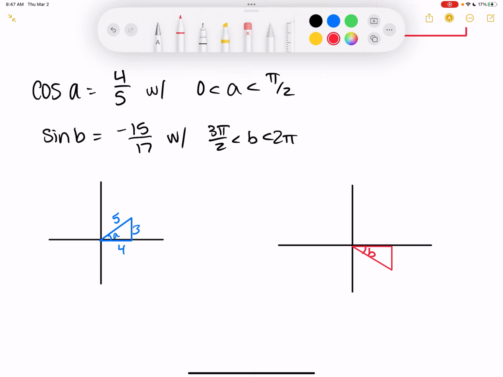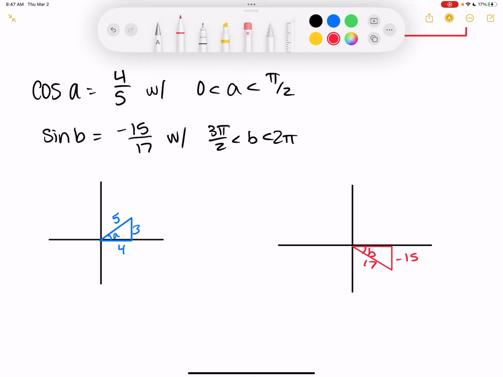-15/17. So where is that going? That's what I'm trying to ask. The words are not working. Okay, sorry, that was a very misleading question. The -15 goes on the vertical one. This one? Yes. 17 goes on the hypotenuse. Yep. And remember, the hypotenuse can never be negative.